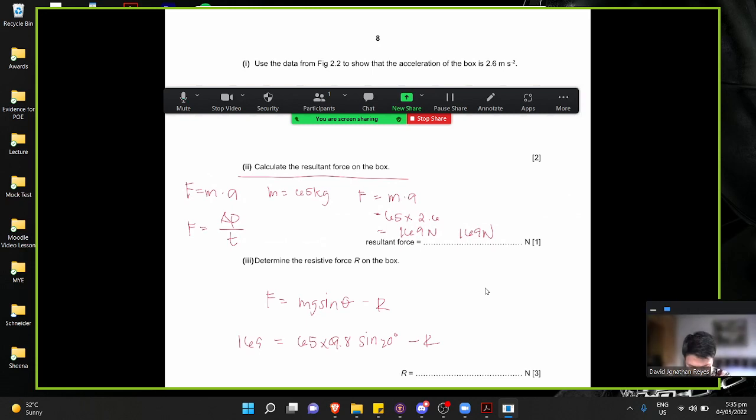So of course, reworking everything that you have here, 65 times 9.8 times sine 20. You'll get that. Then you subtract the value of 169, and you will get your R as a value of 48.9 newtons. This is now the resistive force of the slope.